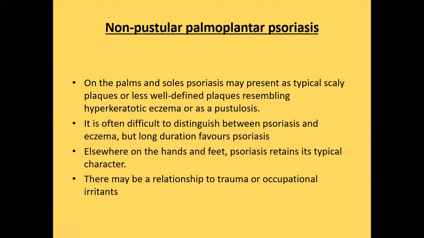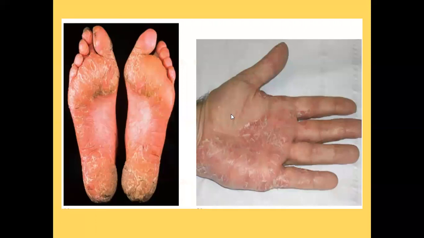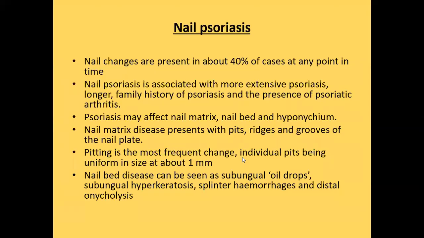Furthermore, in such patients, one should look for the typical nail changes of psoriasis, which will help in differentiating hyperkeratotic eczema from palmoplantar psoriasis. There may be a relationship to trauma or occupation in such cases. These are the hyperkeratotic psoriatic lesions on palms and soles.